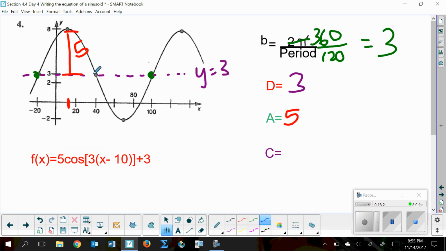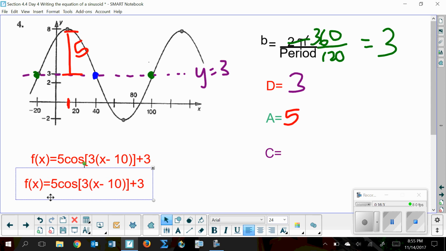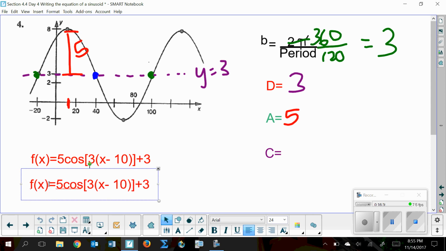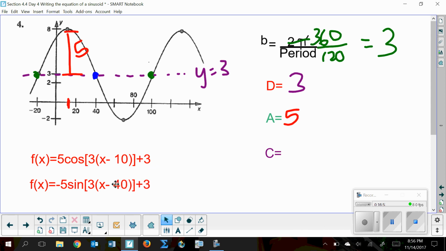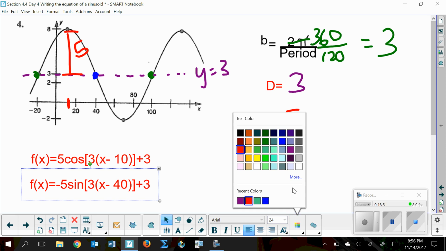Another formula I can do would be starting here, and that would be a negative sine curve. So I'm just going to copy this equation. And I have f of x equals negative 5 sine, and that would be shifting to the right 40, and then plus 3 at the end, and I can make that blue since it started there.